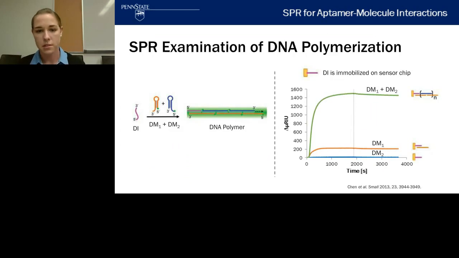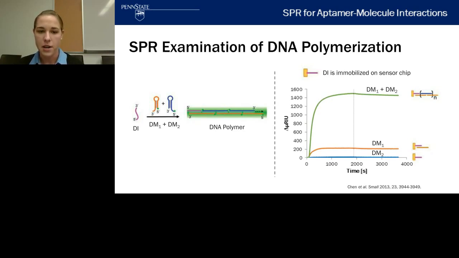We can also use SPR to evaluate the formation of DNA polymers from the surface of a chip. So in this case, we'll have a linear DNA initiator structure, or DI, which is immobilized on the sensor chip, which is not shown in the sensorgram on the right. Next, we incubate 2 DNA monomers, DM1 and DM2.